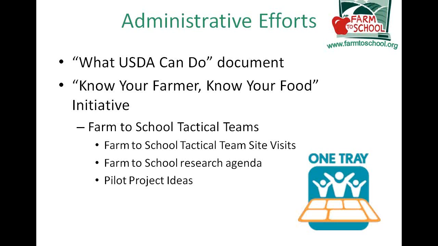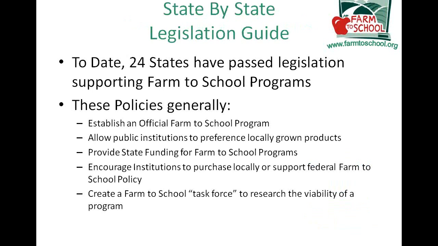And basically, the One Tray groups, the three groups I mentioned just a minute ago, the Community Food Security Coalition, the National Farm to School Network, and School Food Focus, developed this background document for USDA called What USDA Can Do that has 10 key priorities for the administration related to farm to school, and you can also find that document on the onetray.org website. But specifically, we've been working with the tactical teams to help them identify locations for farm to school tactical team site visits, to provide them ideas for developing a research agenda, and also some ideas for potential pilot projects.